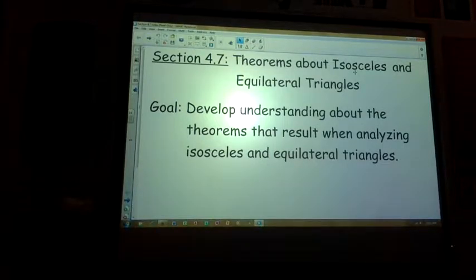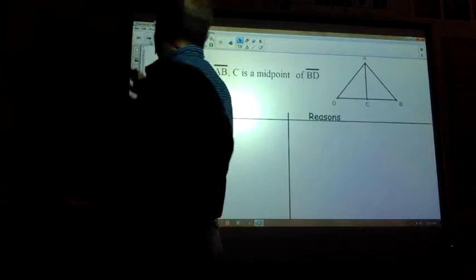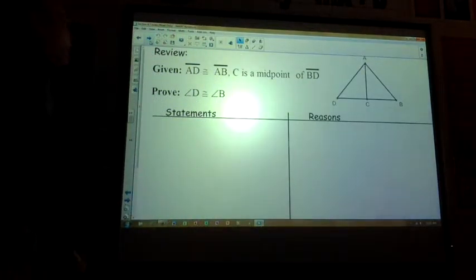Equilateral, what do we know about that? Everything's congruent. Everything's equal. So 60, 60, 60, and all sides are the same. Develop an understanding of the theorems that result when analyzing isosceles and equilateral triangles. All right. Let's see what we can do. Is there a proof? Is that the next thing? Oh, yeah, we're there.